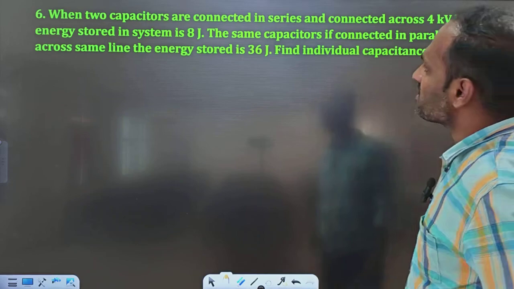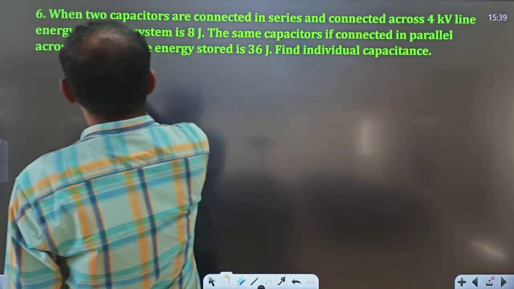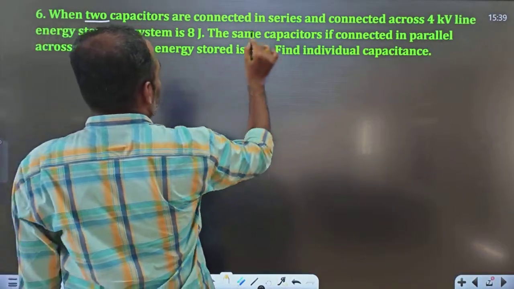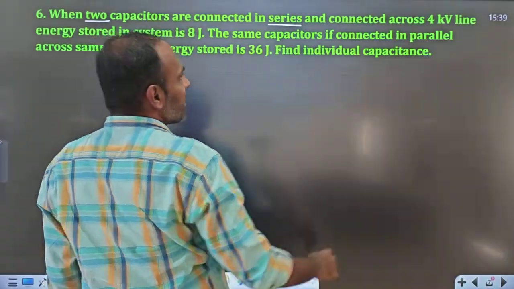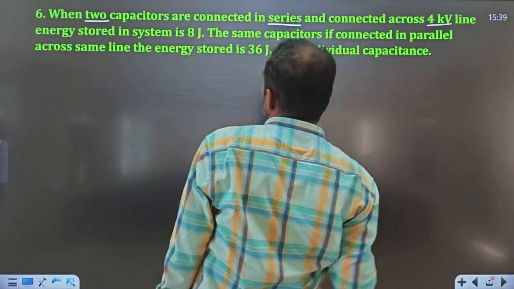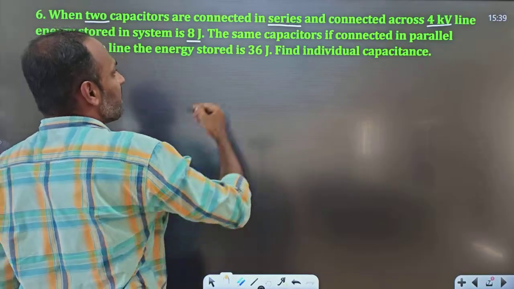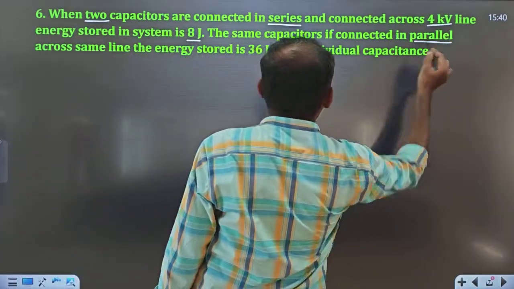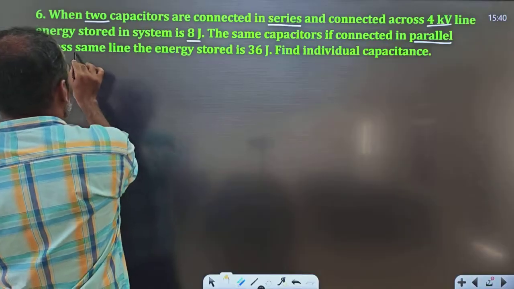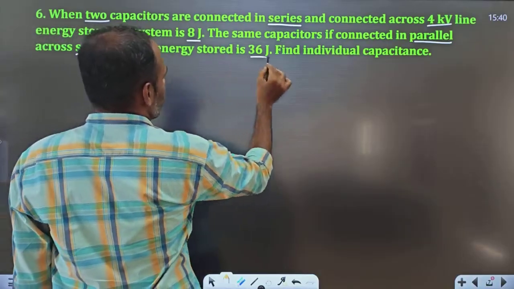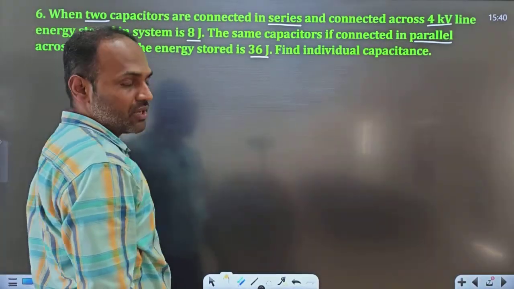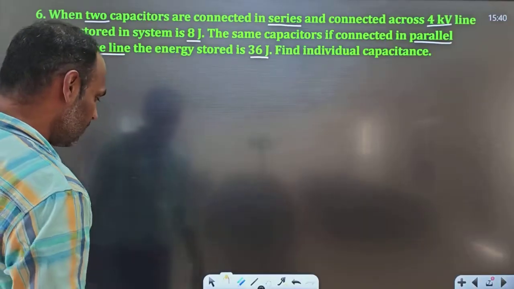Okay, when two capacitors are connected in series and connected across a 4 kilovolt line, energy stored in the system is 8 joule. The same two capacitors are connected in parallel and across the same line, the energy stored is 36 joules. Find the individual capacitance.